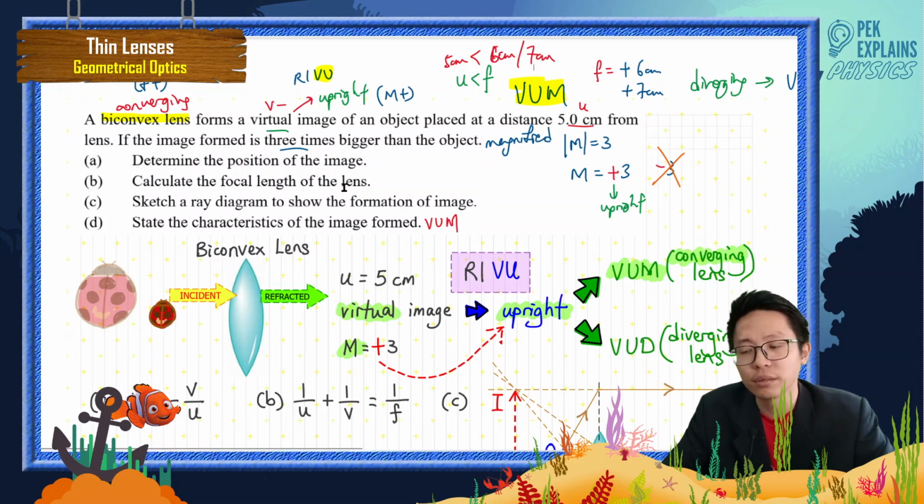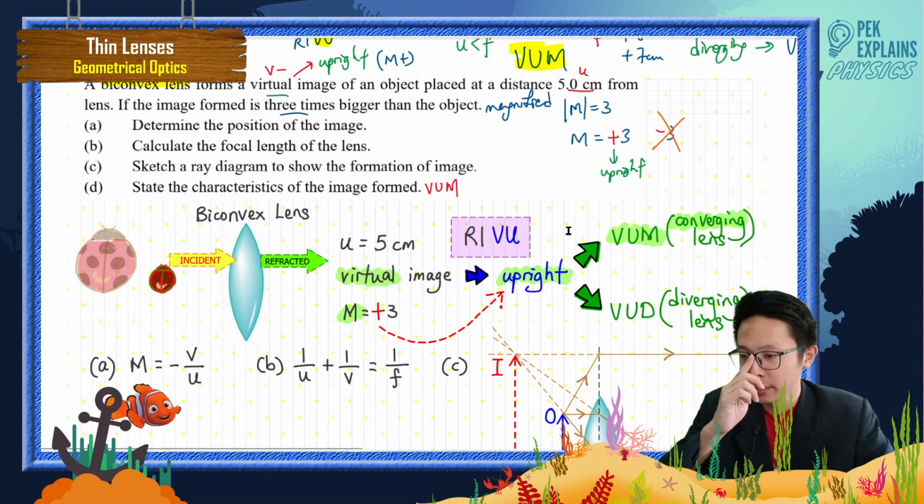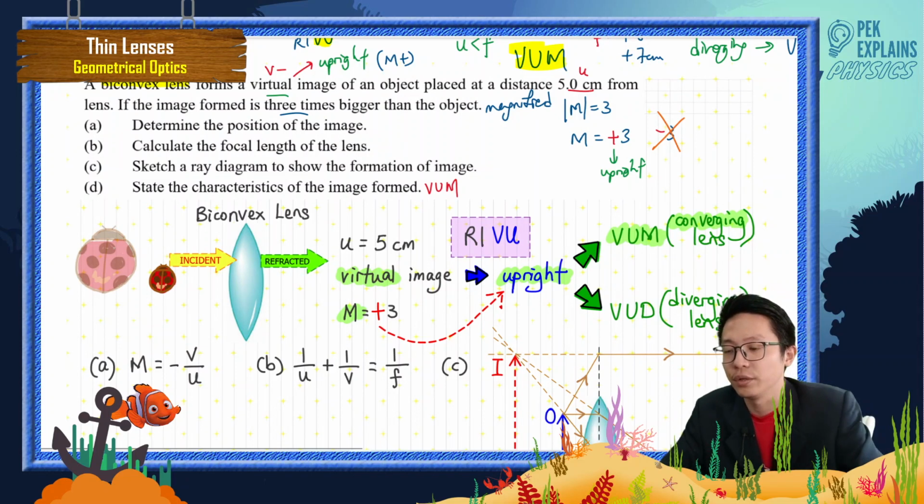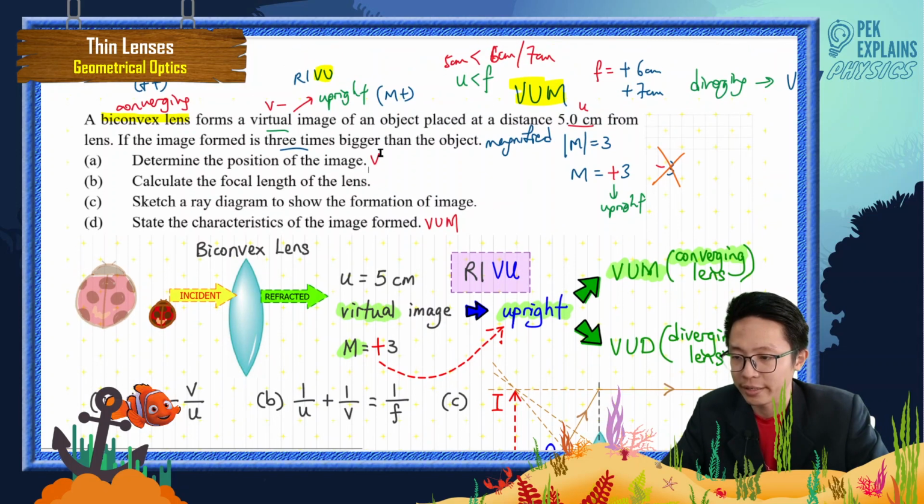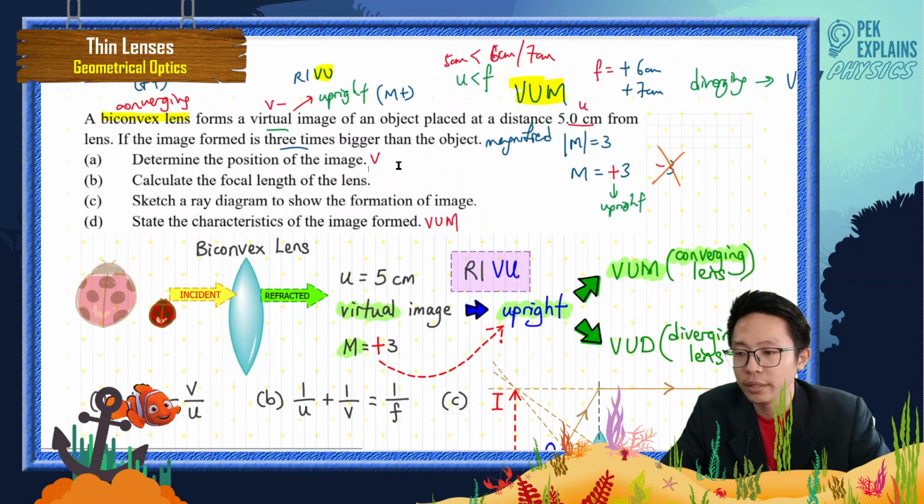Okay, let us look one by one. Yeah, M is positive and v is negative. All these things I know from the first glance. So now, determine the position of the image. That means the question asks for image distance. The v must be negative. Is it correct? v must be negative. Okay, it's a virtual image. So now let us look. It gives us the magnification.